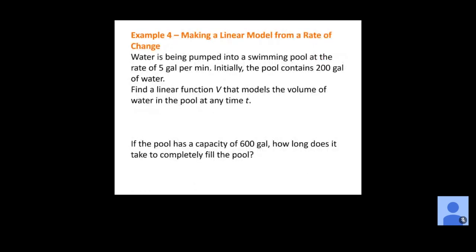All right. So example 4: water is being pumped into a swimming pool at a rate of 5 gallons per minute. Initially, the pool contains 200 gallons of water. So we need to find a linear function that models the volume of the water in the pool at some time t, and then we'll answer the other question once we have our model. Okay, so let's think about how we can get a linear model here to represent this situation. Any thoughts on what that linear model might look like, or anything that we know about that linear model?